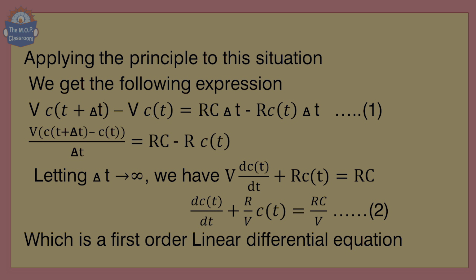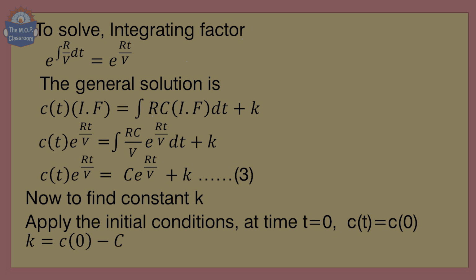Now let us see how we solve this differential equation. First we need to find the integrating factor, which is given by e power integral R by V dt, which is equal to e power RT by V after integration. The general solution of the differential equation can be written as C of T into integrating factor is equal to integration of RC into integrating factor dt plus a constant k.